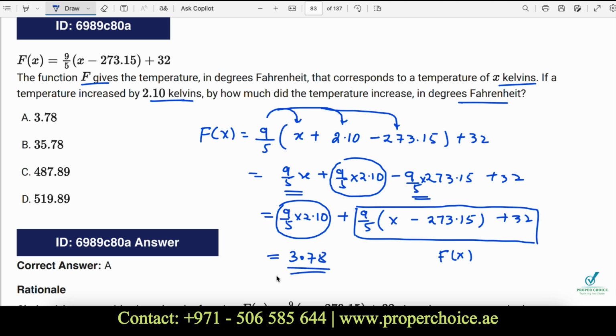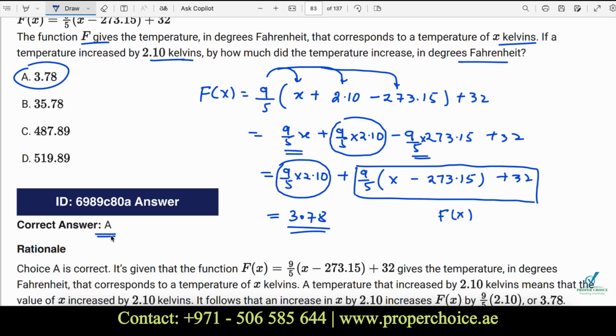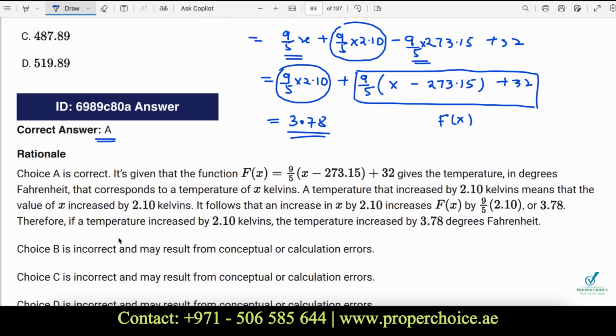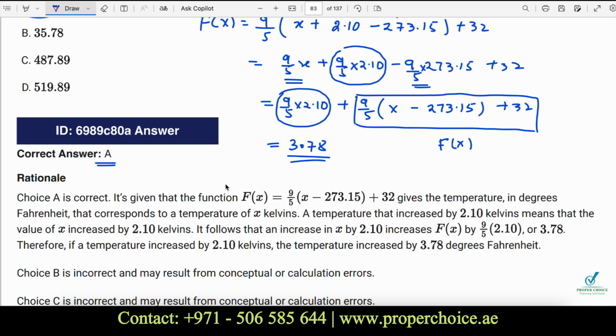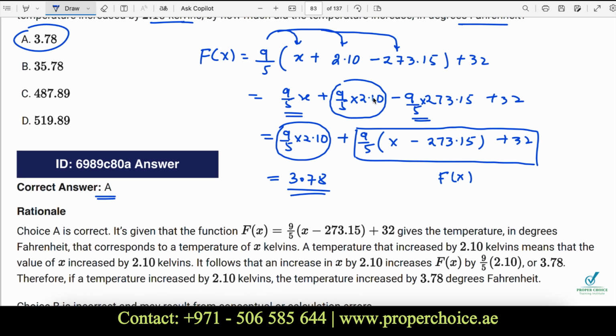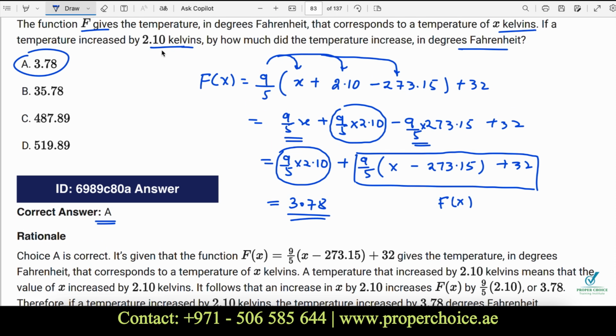So that is the answer to the question they are asking here. I just need to simplify it by multiplying. In short, there's no need of writing all this; I am writing it for your understanding. When they say the value of x is increasing by some number, the value of f of x will be increasing by that number multiplied by the constant which is written in front. So I can get this answer directly.